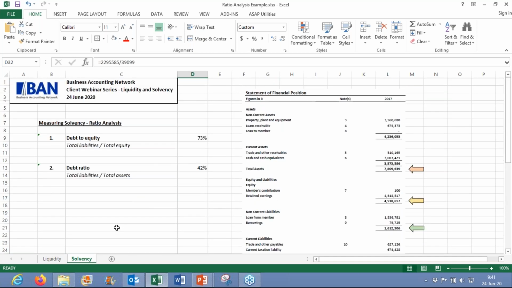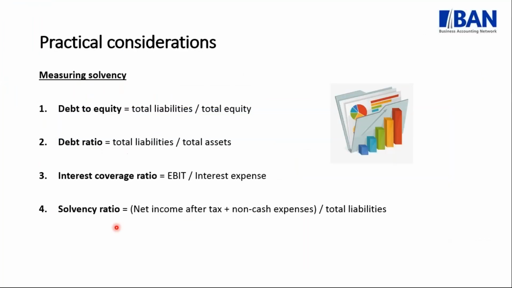Okay, I'm going to jump back to my slides. And we're going to carry on in terms of our practical considerations. And hopefully that has put the ratio analysis into a little bit more perspective and just shown you how they get calculated. What's very important is after you've calculated your ratios and you have these indicators on hand in your business, what do you actually do with them?